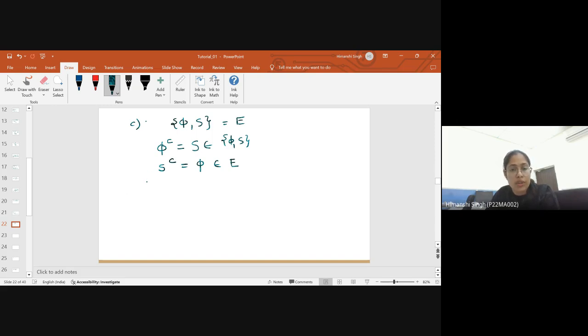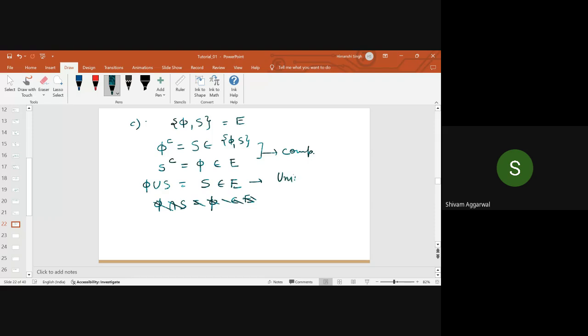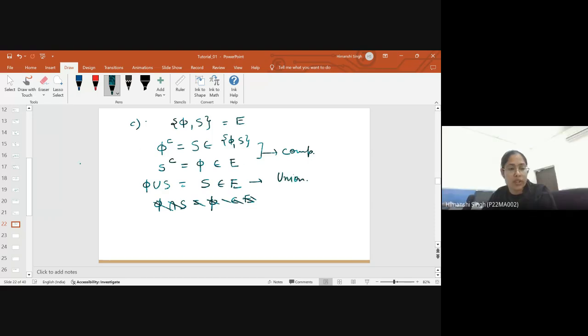But if I take the union, then phi union S is S only, so it belongs to E. Sorry, not intersection, phi union S is the only one we need to consider. So the condition of union is satisfied, and the condition of complementation is also satisfied. So it will be a sigma algebra.